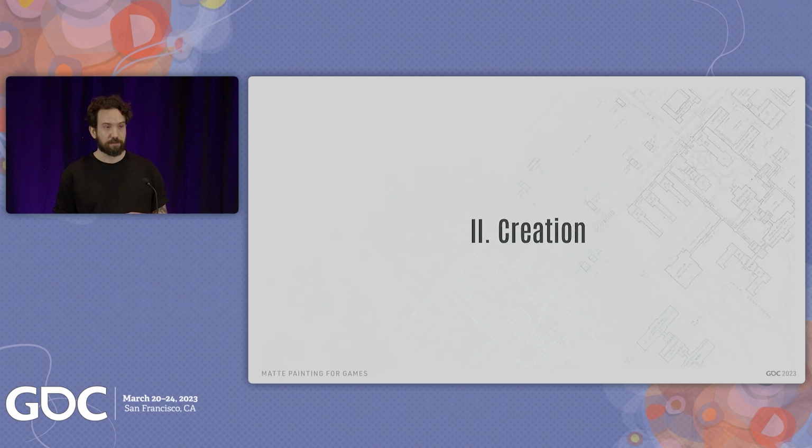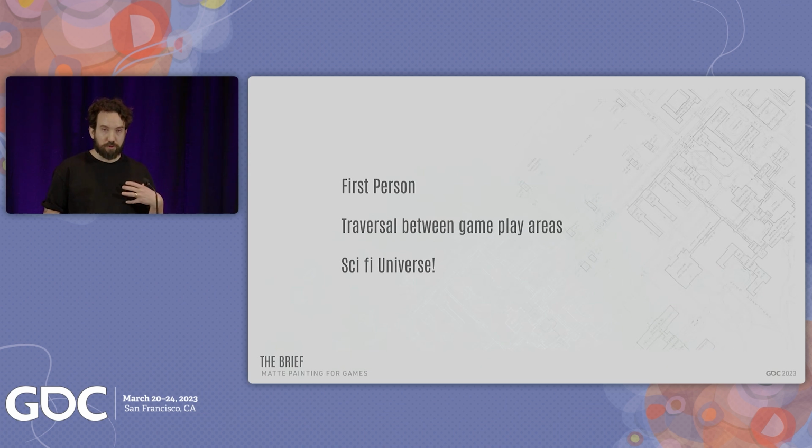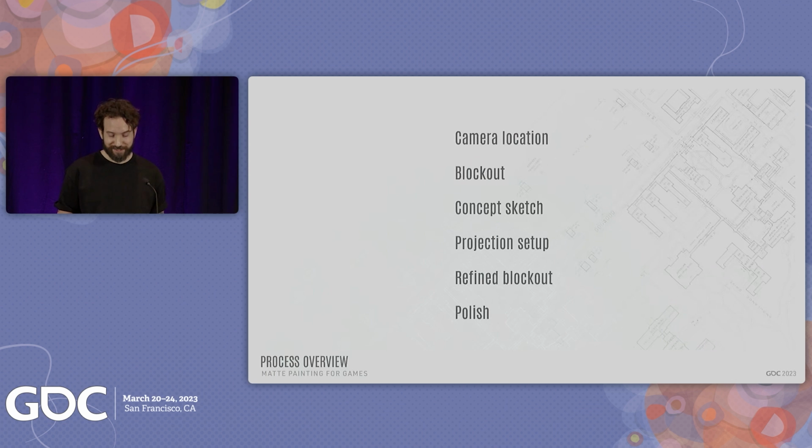So for this example, I'm going to create a matte painting for a level segment in a first-person shooter, and it's a traversal area between two gameplay areas. And this is the prime location for a matte painting. Player has nothing to do except breathe out between two, hopefully, very intense encounters, and they just get a palette cleanser and enjoy the view. And of course, it's a sci-fi universe because that's what I like doing.